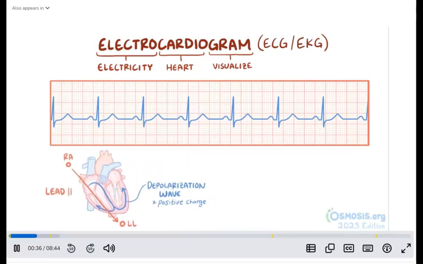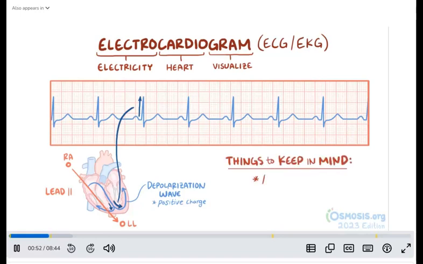So essentially, when the wave's moving toward the left leg electrode, you get a positive deflection, like this big positive deflection corresponding to the wave moving down into the left and right ventricles. To read an ECG, there are a few key elements to keep in mind. One of them includes figuring out the rate and the rhythm.